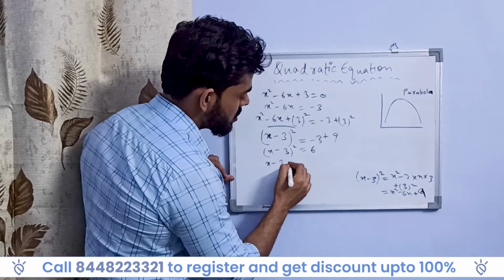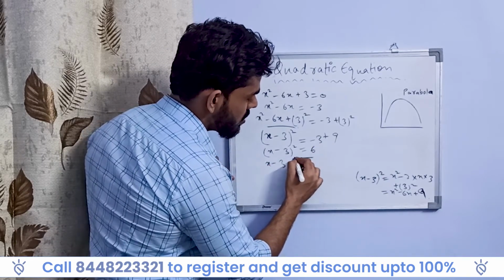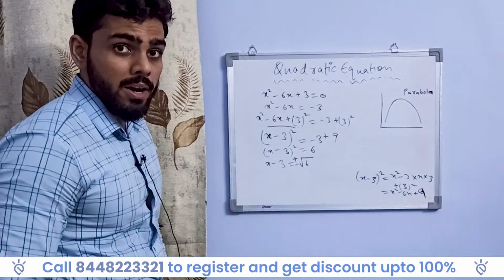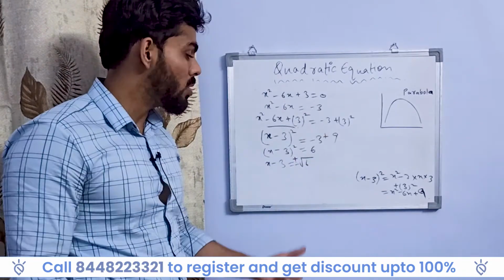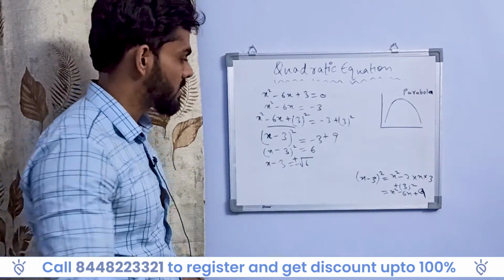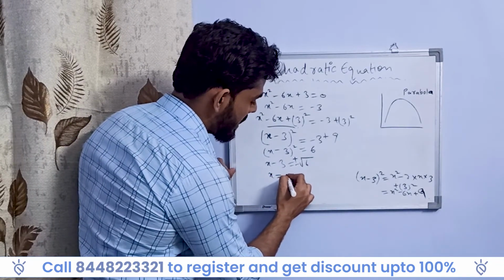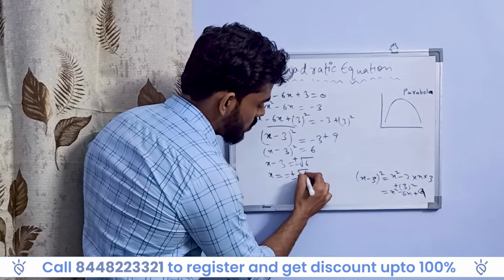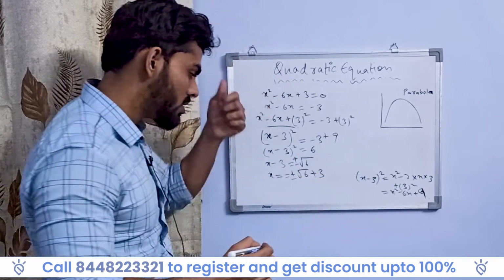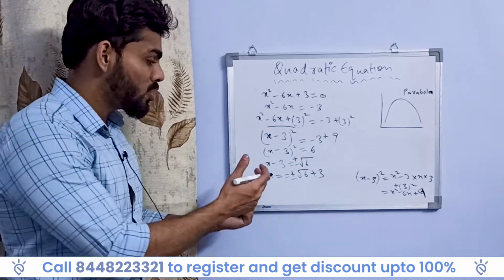You will take this square to the other side. It will be plus minus root under 6. Whenever you take a square to the other side, it will always be plus minus root under 6. You will take the 3 to the other side again, so it will be plus 3. This is your plus 3 now.